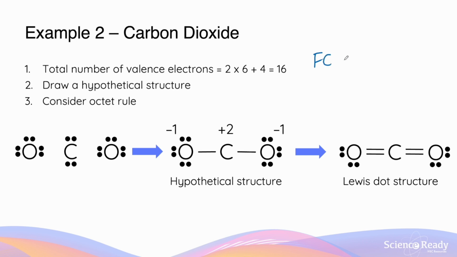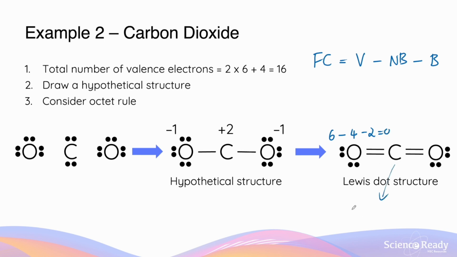Remember, the formal charge is calculated by taking the number of valence electrons, minus the number of non-bonding electrons, minus the number of bonds. So for oxygen, we have 6 valence electrons, minus the 4 non-bonding electrons, minus the 2 bonds. And this gives me 0. And this is what we want, a 0 formal charge.